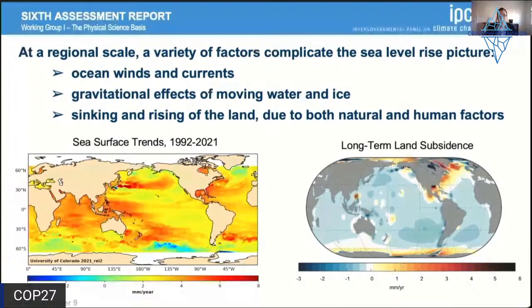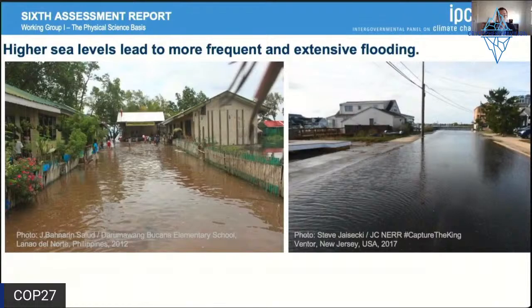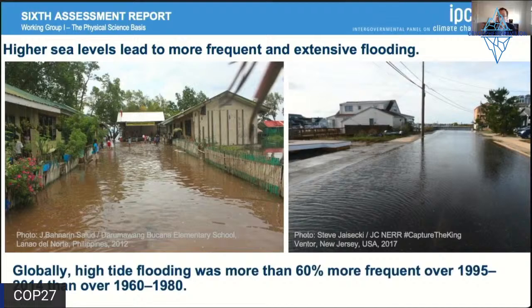Now, sea levels rising has pretty direct impacts on coastal hazards. Higher sea levels lead to more frequent and extensive flooding. So high tide flooding becomes more frequent, and when we get storm surge, it comes on top of a higher average sea level and thus leads to more extensive and damaging flooding. Here we can see tidal flooding pictured in two examples, one on the left from the Philippines and one on the right from New Jersey in the United States. Globally, high tide flooding was more than 60% more frequent over 1995 to 2014 than over 1960.